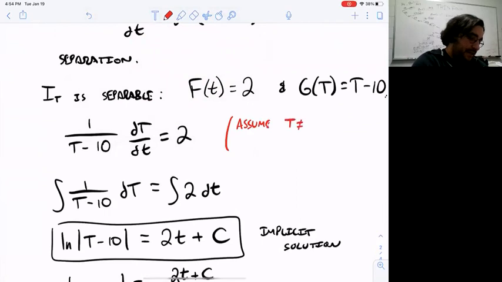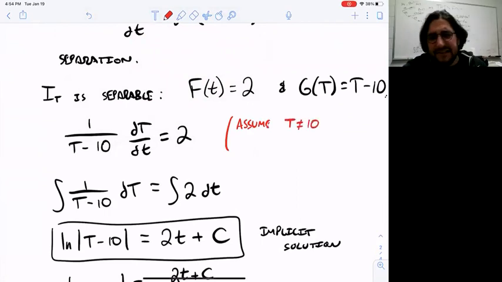We're assuming that T is not just 10. That T isn't just the function 10, right? If T was just equal to the constant function 10, then we can't really do that step. It doesn't make any sense because we're just dividing by 0 then, right? So that step works as long as T is not equal to 10.